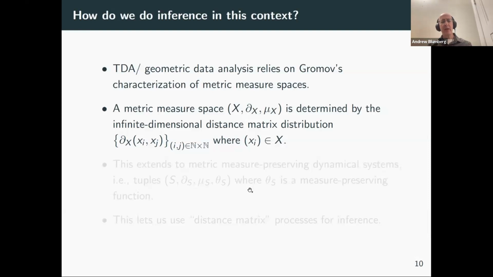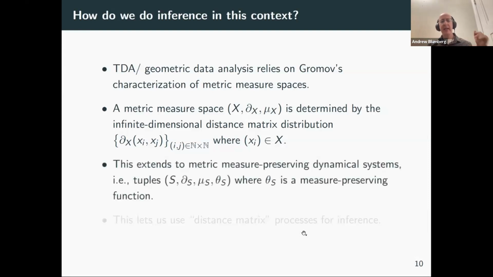Now, the first observation for us is that this extends very naturally to the setting of what you might call metric measure preserving dynamical systems, where you have a tuple with a metric measure space, here denoted S, and you have an endomorphism theta from S to S, which is measure preserving. In this context, this is a model again of some sort of time series, and again this is determined by the extended distance matrix distributions. And so this lets us use distance matrix processes as a basis for inference.